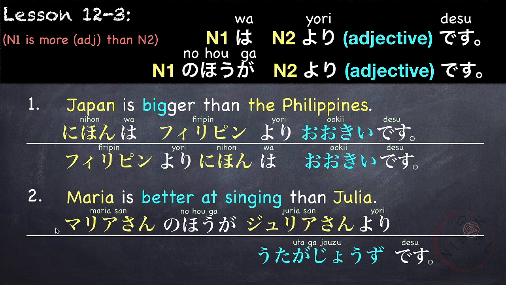On the other hand, with N1 no hou ga N2 yori, we are directly comparing N1 and N2, who is more adjective. So here, the speaker is pointing out that Maria is better at singing compared to Julia. So we are using Maria-san no hou ga Julia-san yori uta ga jouzu desu.